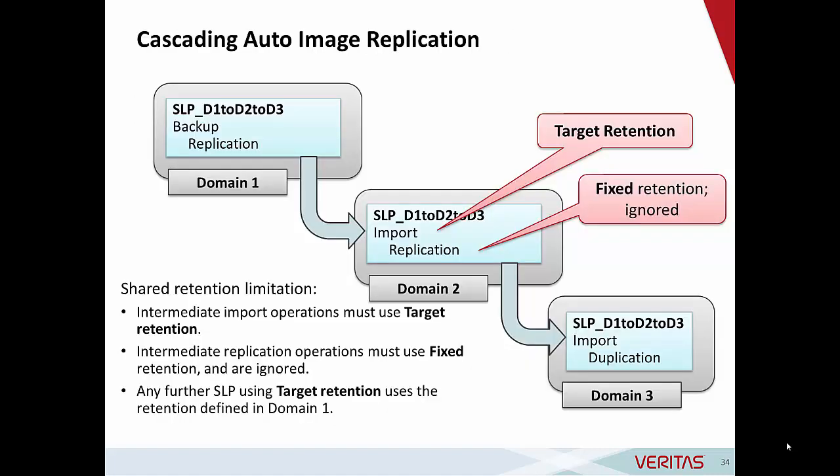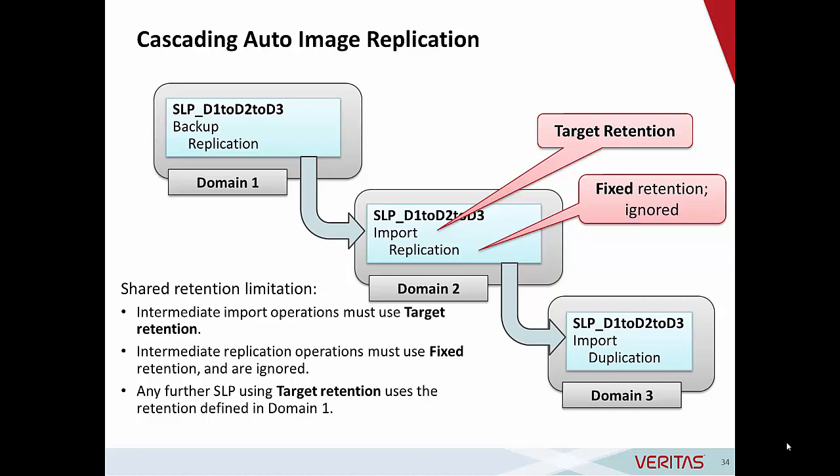Cascading replication is possible. So in this case, I'm doing AIR from a source domain to a target domain, and then that target domain is replicating the data to a third domain. And presumably, because of my topology, it was not practical to simply have domain 1 simultaneously replicate to domain 2 and domain 3. And so that's okay, you can do that.